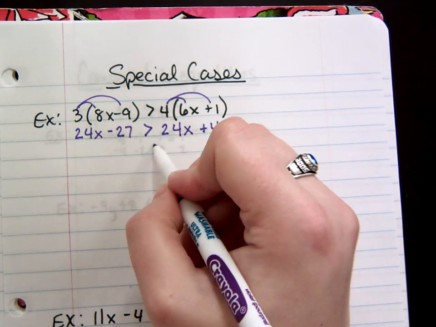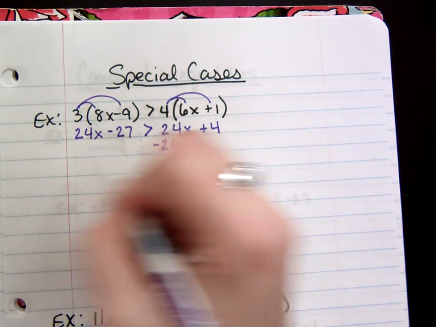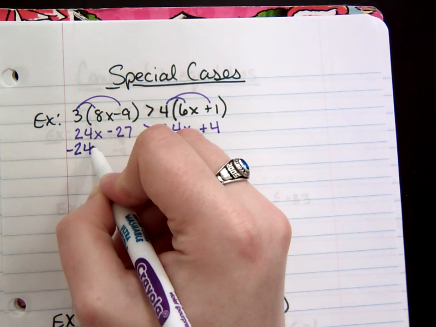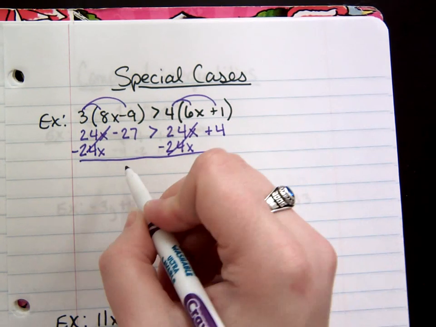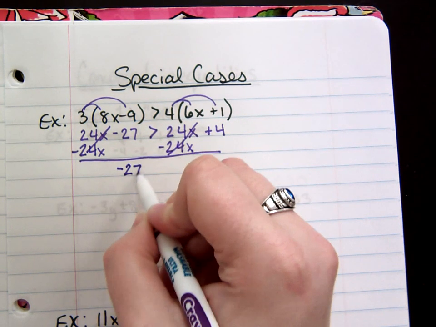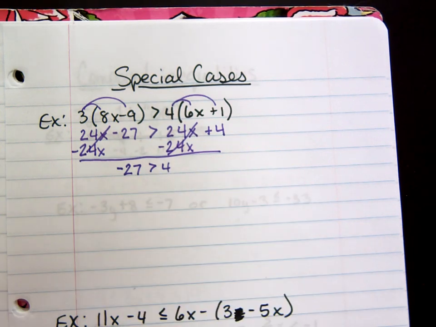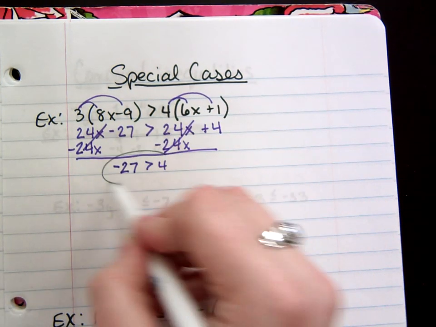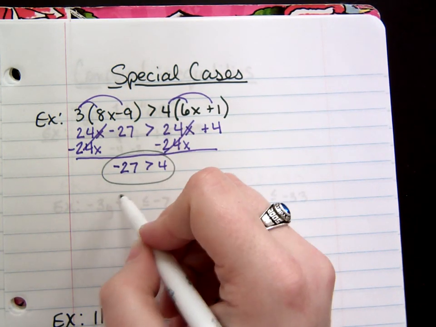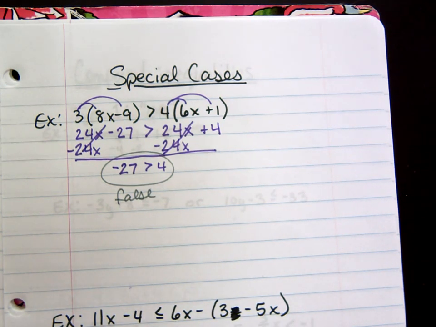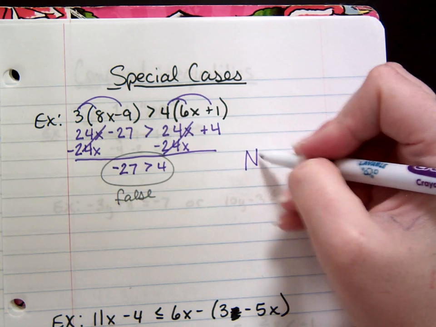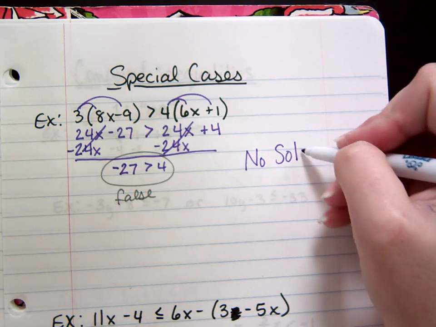Now if I subtract 24x from both sides to combine my x values, it cancels out the x's on both sides, and it leaves me with negative 27 is greater than 4. Well, negative 27 is not greater than 4. This is a false statement. Because it is a false statement, the answer is no solution.